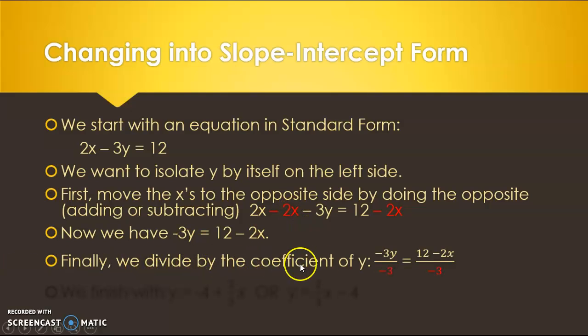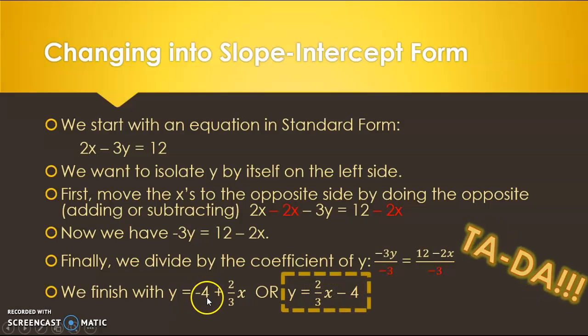Finally, we divide by the coefficient of y. So right here, the negative 3 was multiplying times y, so we divided on both sides so that y will be by itself. It'll be isolated. Now, after we do that, we finish with y equals negative 4 plus 2/3 x, or you can flip these two around because this says b plus mx, but again, we like it to say y equals mx plus b. So we just flipped them. Positive 2/3 x goes in the front, and the negative 4 goes in the back to be minus 4.